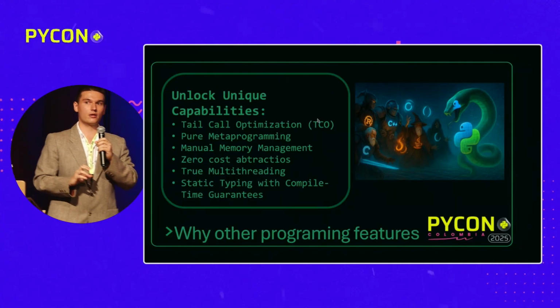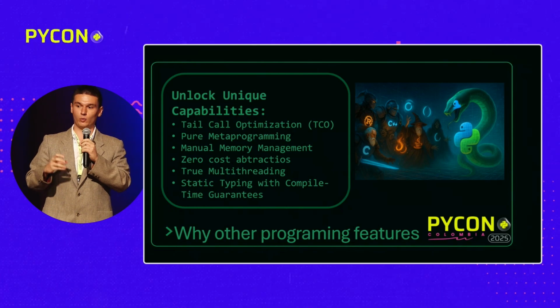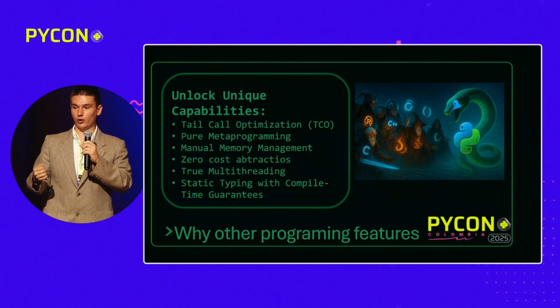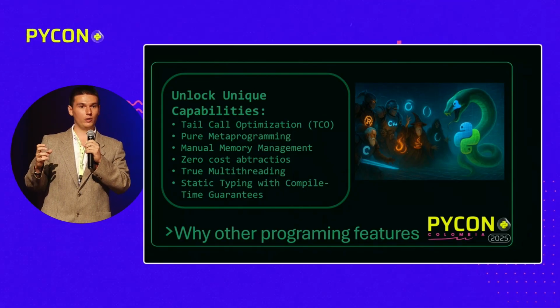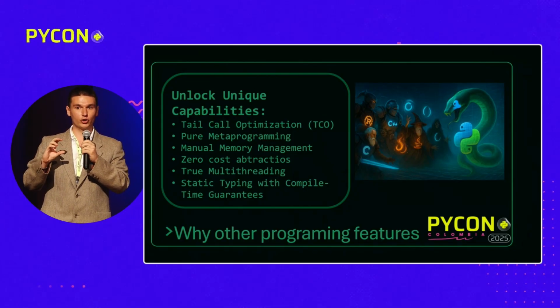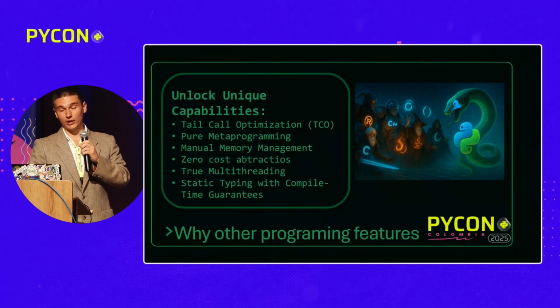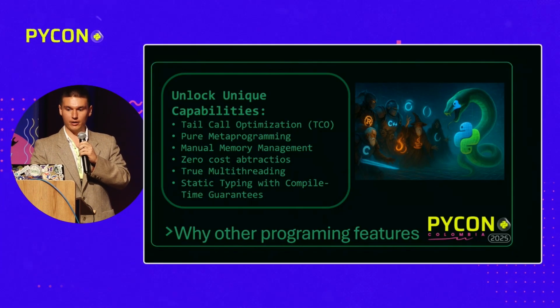But performance is not the only reason to combine with Python. We have other features in other programming languages. For example, we have TCO. TCO is a technique to optimize recursion. And we can't use pointers in Python, but we can use them in C and C++.